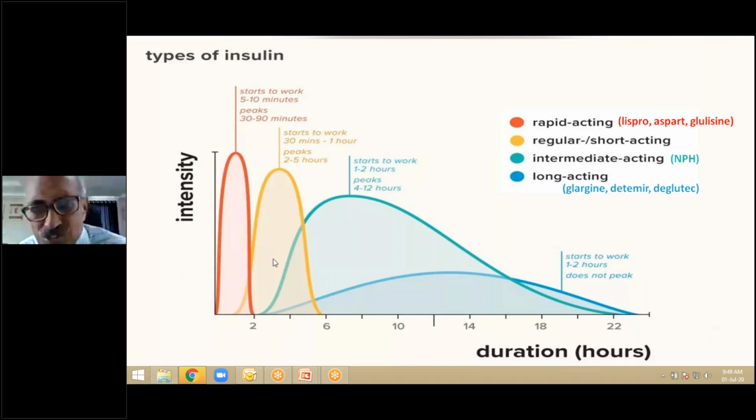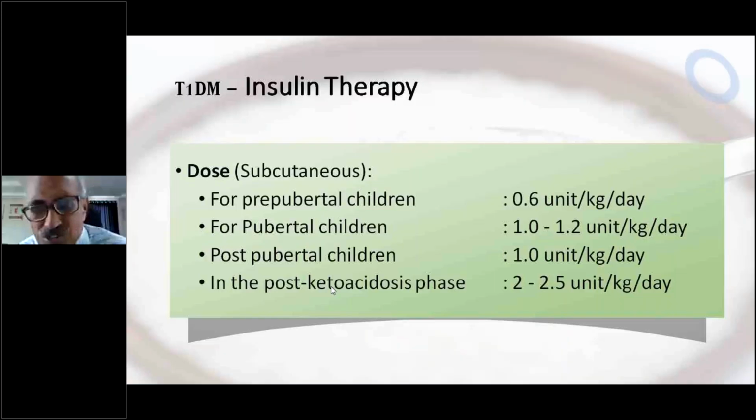Now, how to make use of them? We have this armamentarium, but I don't know how to give them. You must know how much dose is given. The insulin therapy dose is what we deal with first of all. The dose is calculated for the plain insulin always. The daily dosage is usually 0.6 units per kg per day in the prepubertal maximum.